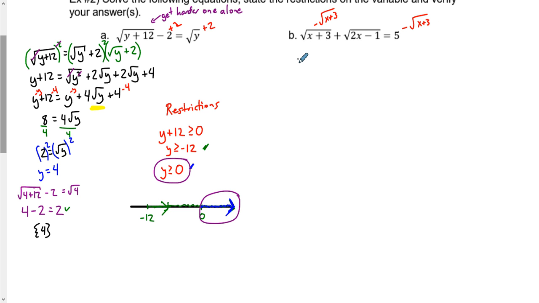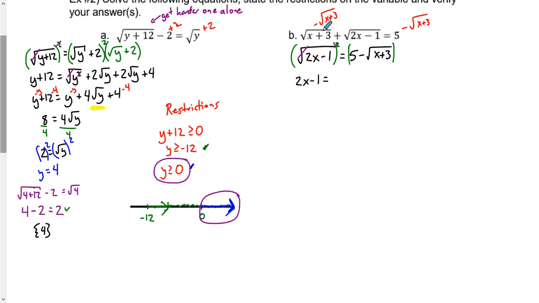So we're going to have the square root of 2x minus 1 equals a 5, subtract the square root of x plus 3. Doing this, getting one radical alone allows us to square. Now if I square on this side, root and square cancel off. I'm just going to be having that 2x minus 1.